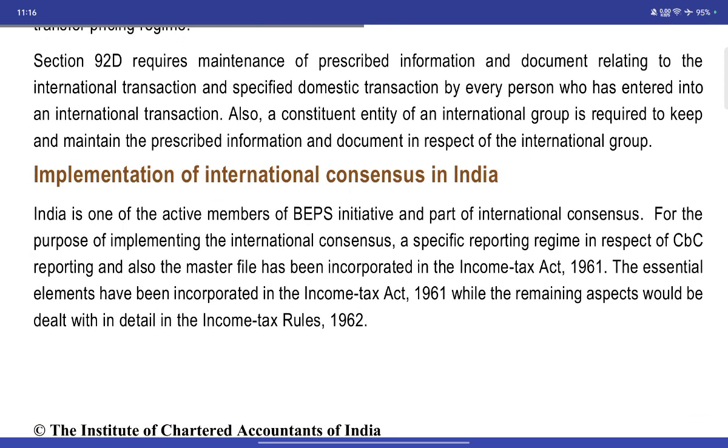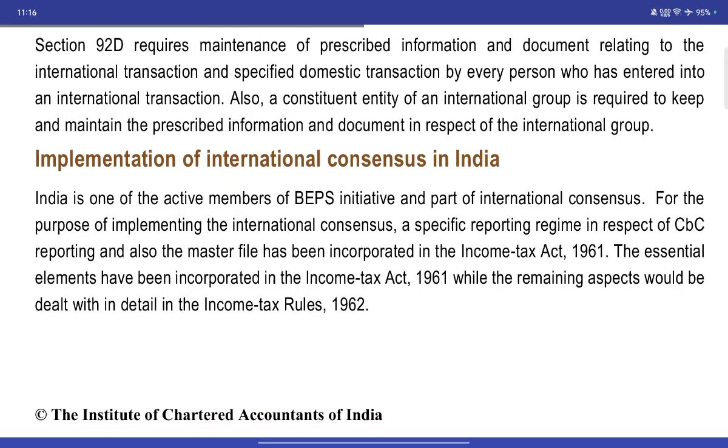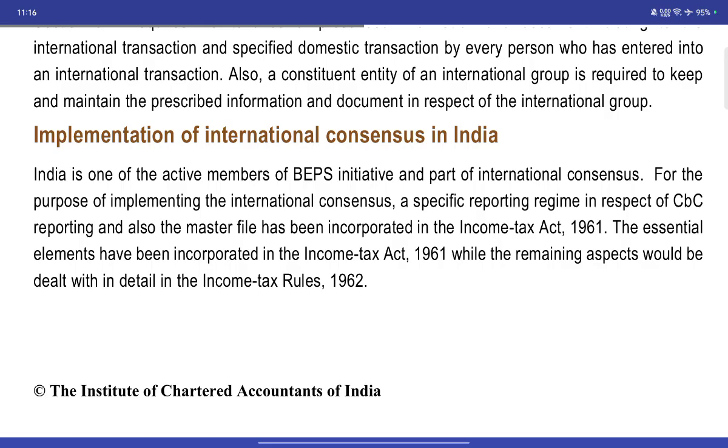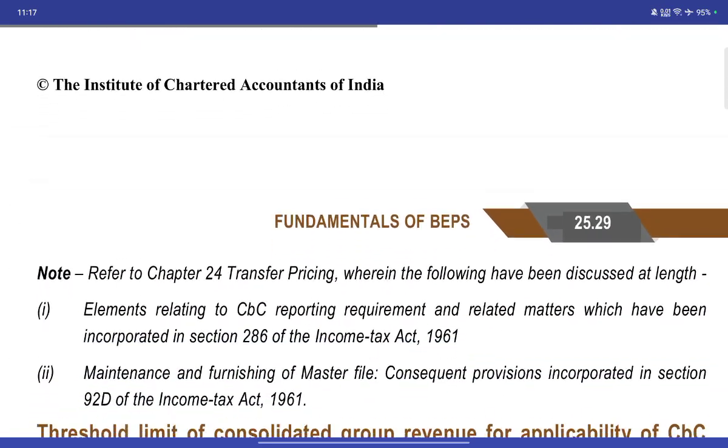Implementation of international conventions in India. India is one of the active members of the BEPS initiative. For the purpose of implementing the international convention, specific reporting regimes like the CbC country by country report and the master file are incorporated in the Income Tax Act 1961. Essential elements have been incorporated in the Income Tax Act 1961, and the remaining aspects would be dealt with in the Income Tax Rules 2019.